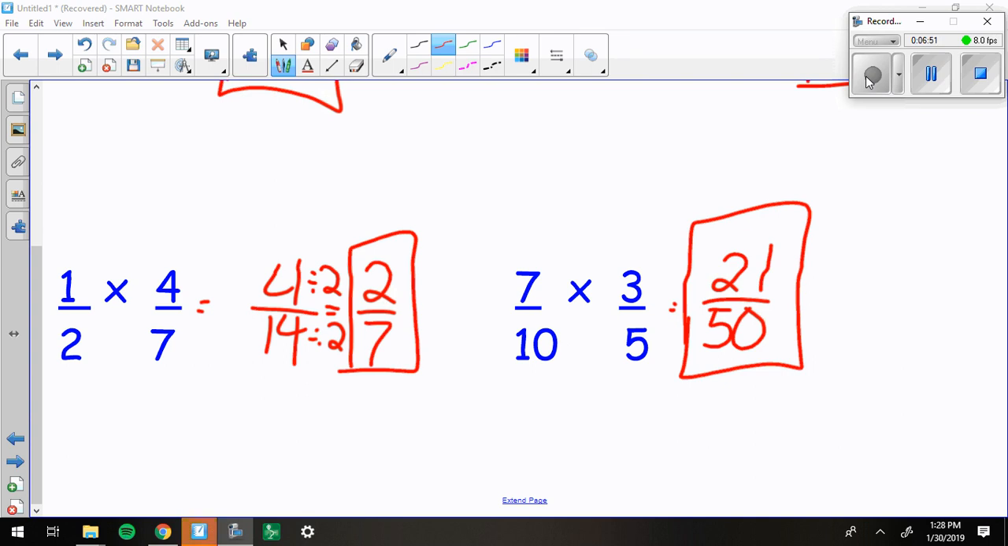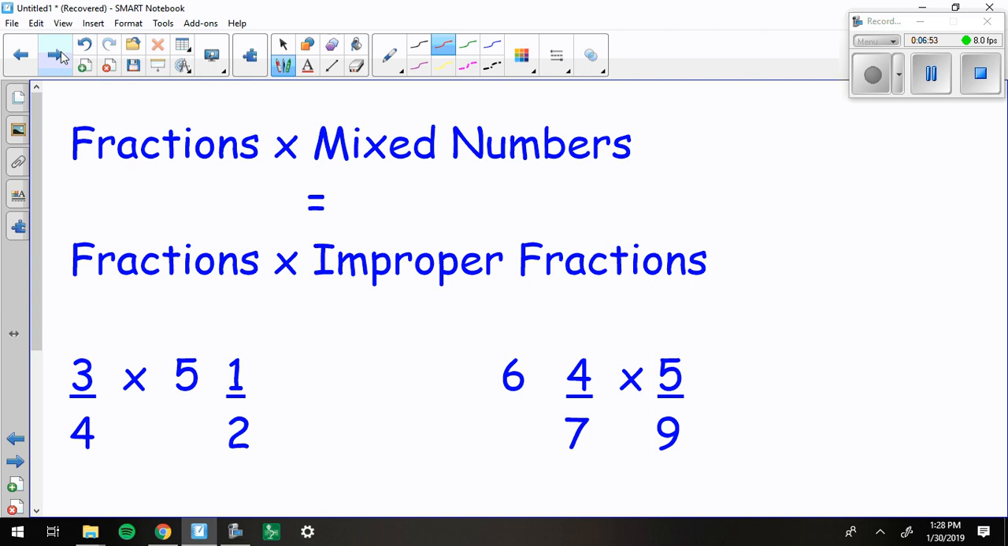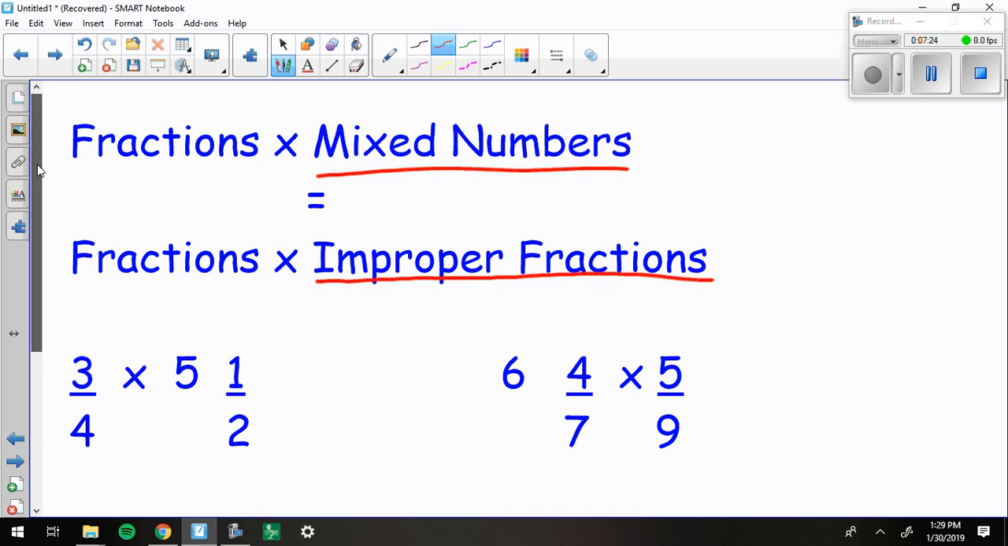And last, but certainly not least, mixed numbers times fractions. With mixed numbers, we need that whole number in our fraction. We can't do like we did with adding and subtracting fractions, just leave that whole number to the side until we're ready to use it. When we're multiplying, we need that whole number in our fraction. We need to multiply by that as well. And the easiest way to do that is to make it an improper fraction first.